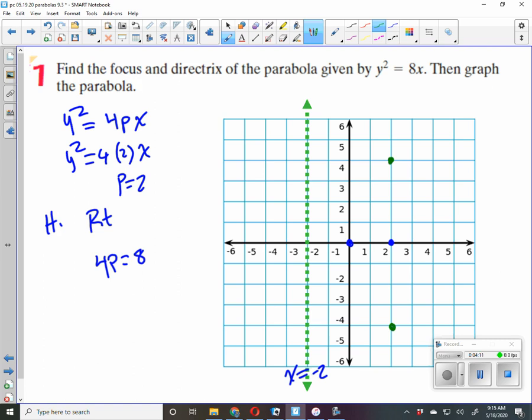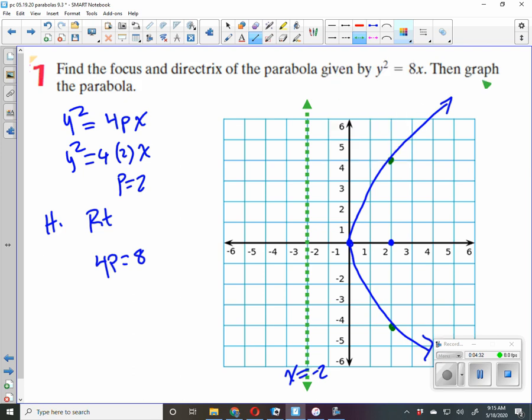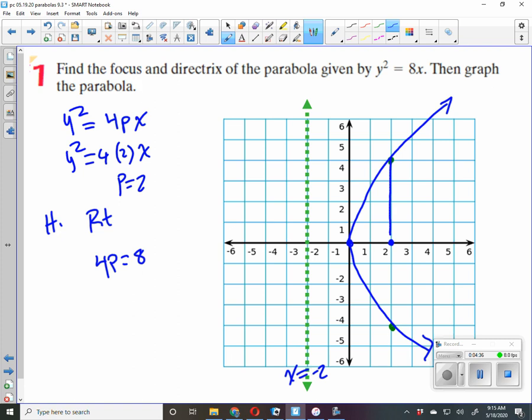That allows me to identify a couple of points so I can more accurately graph my parabola. No plugging in points, we just know what that information is. Let's just do it this way. The latus rectum goes from there to there. That has a length of 8.